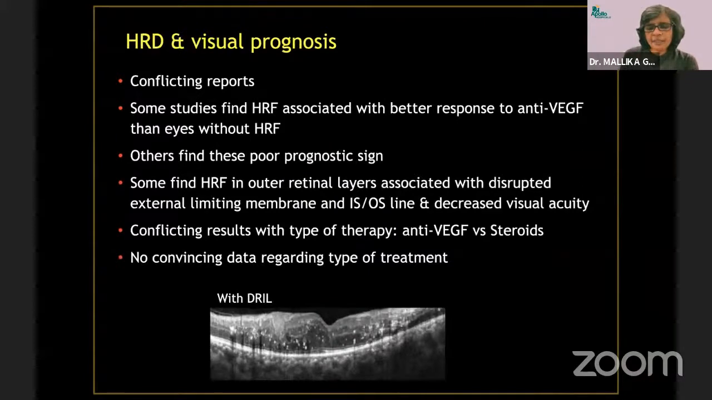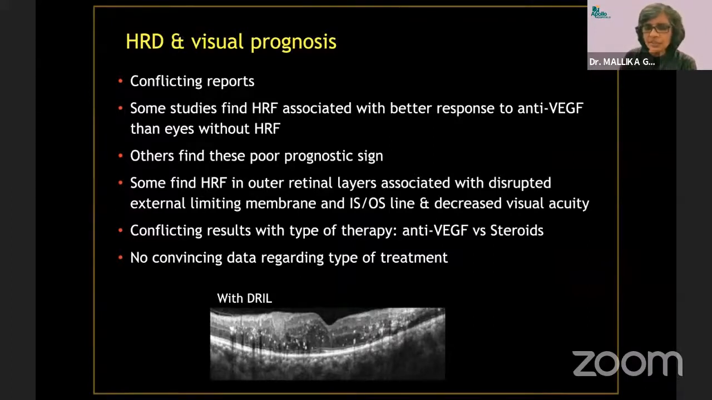Now, do they have any prognostic significance? There are really conflicting reports. Some studies say that they have a good prognosis for anti-VEGF treatment. Some say that they are a poor prognostic sign and are associated with outer layer disruption and loss of visual prognosis. Also, there are conflicting results with anti-VEGF versus steroids, and there is no convincing data that steroids should be given when there is the presence of these versus anti-VEGF.